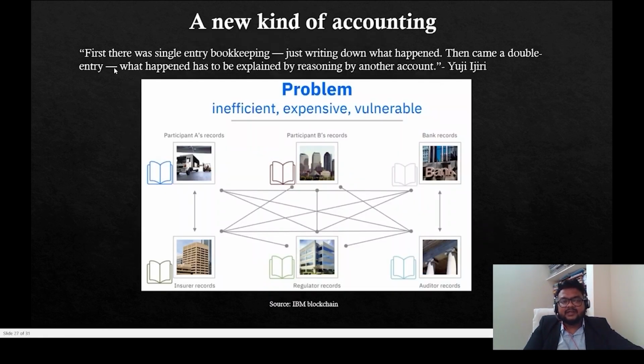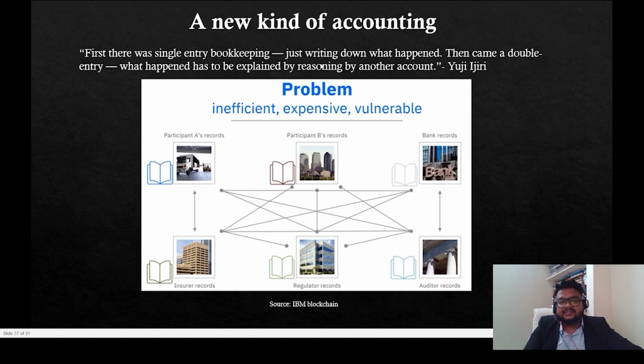So, a new kind of accounting. First there was the single entry system, where we write down what happened, like I bought a car. Then the double entry system came, because of Luca Pacioli, and there we have to explain the reasoning behind I bought the car: for what, for credit or for sales.